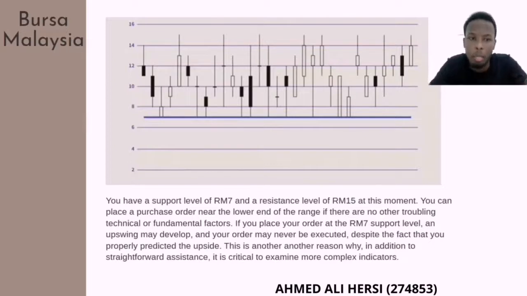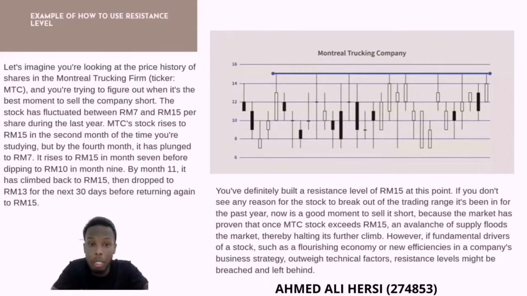You can place a purchase order near the lower end of the range if there are no other troubling technical or fundamental factors. If you place your order at the 7 ringgit support level, an upswing may develop and your order may never be executed, despite the fact that you properly predicted the upside. This is another reason why, in addition to straightforward support, it is critical to examine more complex indicators. You have definitely built a resistance level of 50 ringgit at this point.